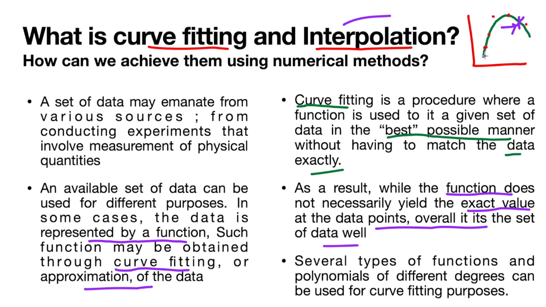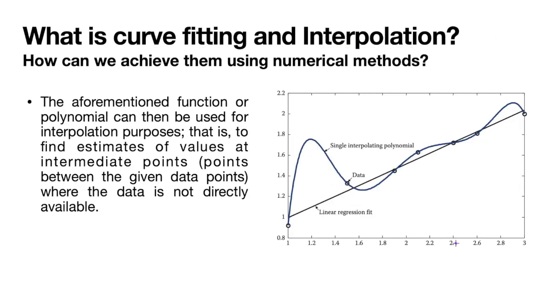Several types of functions and polynomials of different degree can be used for the curve fitting process. For example, this looks to be a quadratic function that I just used in the green line. It could be a spline, it could be a straight line. So different kinds of polynomial relations could be used in the curve fitting process. For example, this is a single function that is fitting all the points exactly. The aforementioned function or polynomial can then be used for interpolation purposes, to find estimates of the values at intermediate points.